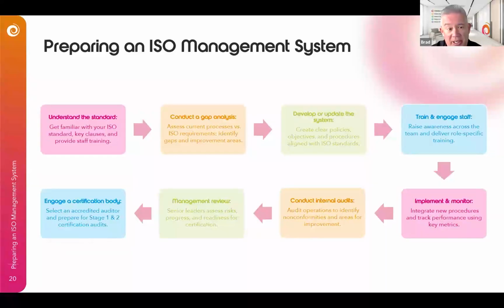Once you conduct your gap analysis and work out where the gaps are against the standard, you need to develop or update your system. And that basically means that you need to create clear policies, and write clear objectives and procedures aligned with the standard. And along with that, any sort of new processes or policies that you've implemented, you need to train and engage your staff and raise awareness across the team. And deliver that in role-specific training.